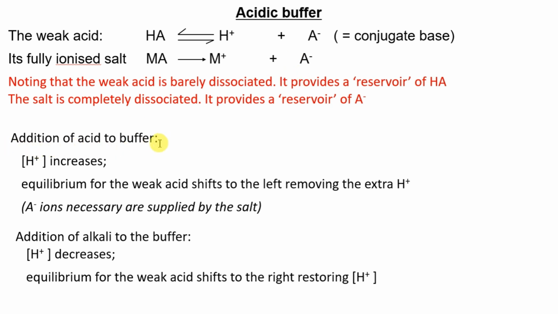Addition of acid to the buffer. H+ increases due to the addition of acid. Equilibrium for the weak acid shifts to the left, removing the extra H+. The A- ions necessary are supplied by the salt. Addition of alkali to the buffer. Concentration of hydrogen ions now decreases as the alkali removes the hydrogen ions. Equilibrium for the weak acid shifts to the right, restoring H+.